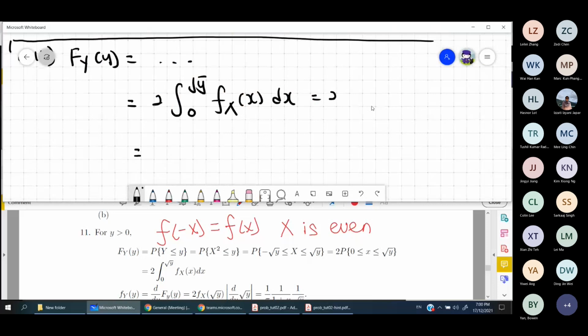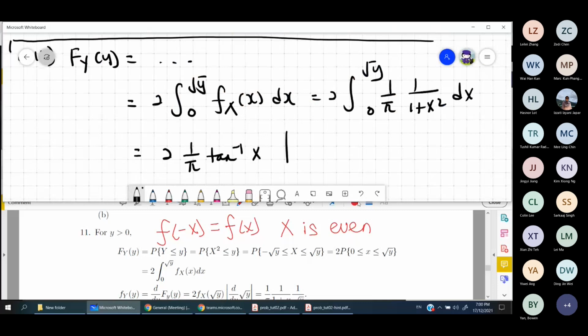So this is 2 times the integral of 1 over pi times 1 plus x squared dx, and this is the standard integration. Then you can see this is 2 times 1 over pi arctangent of x from 0 to square root of y. So then it turns out to be 2 over pi arctangent of square root of y.